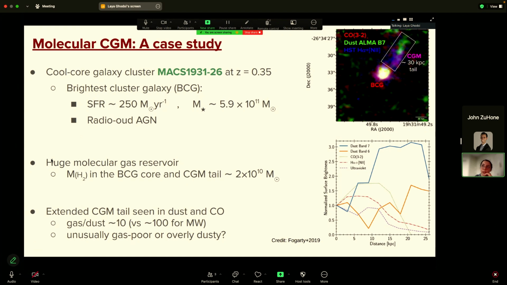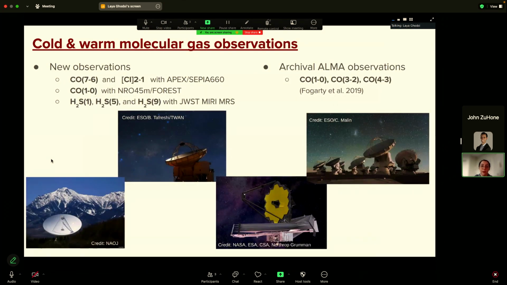And one question here is, why is this tail so dusty? Is it just unusually gas poor, or is some unknown astrochemistry going on there? One possibility is that because these observations are taken with ALMA, and ALMA is an interferometric facility, ALMA is missing some gas in the larger scale of this system. And that's why we used some single dish data as well as ALMA.